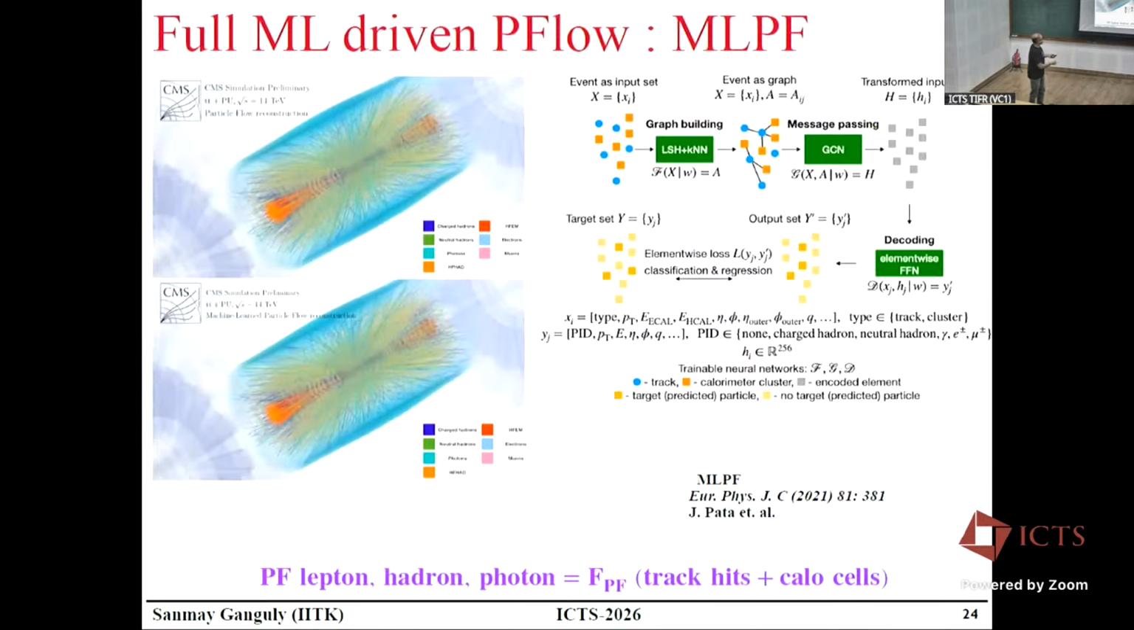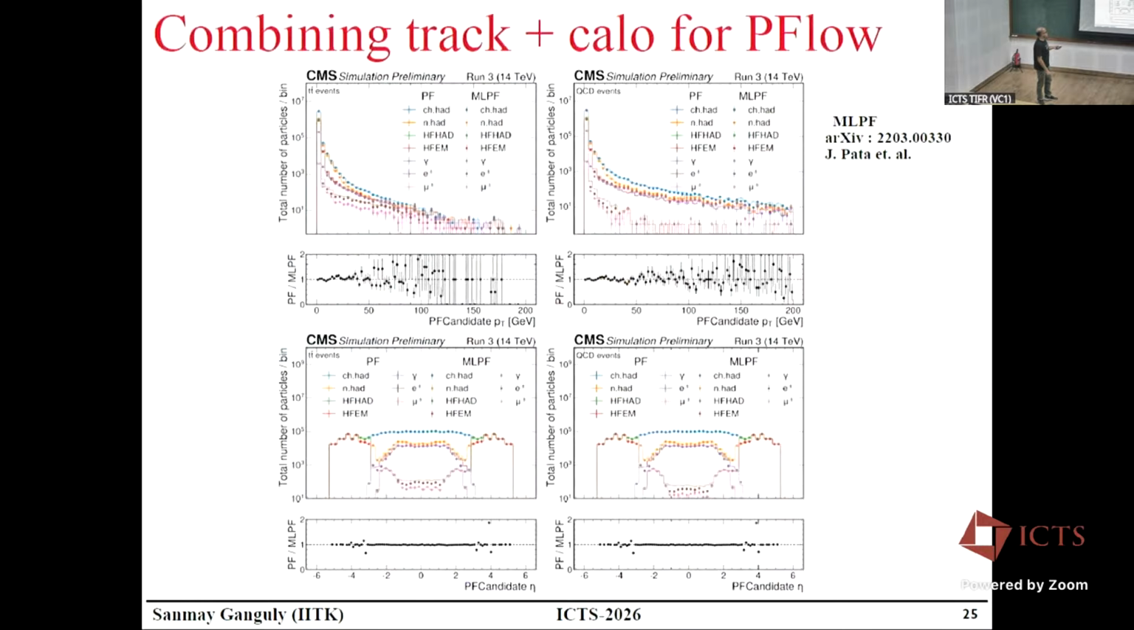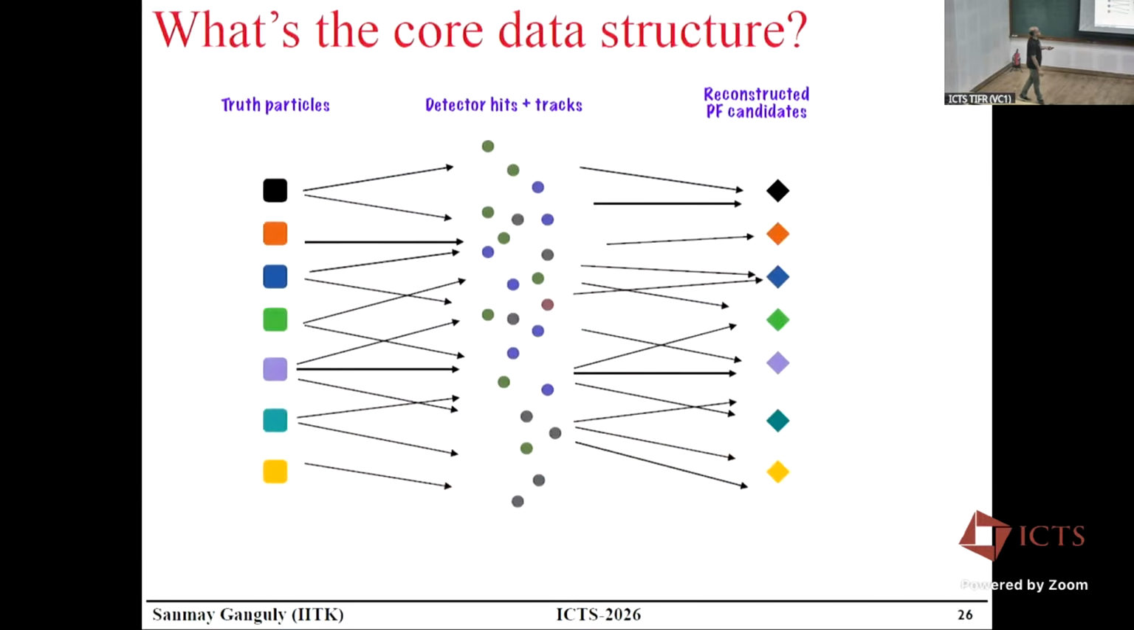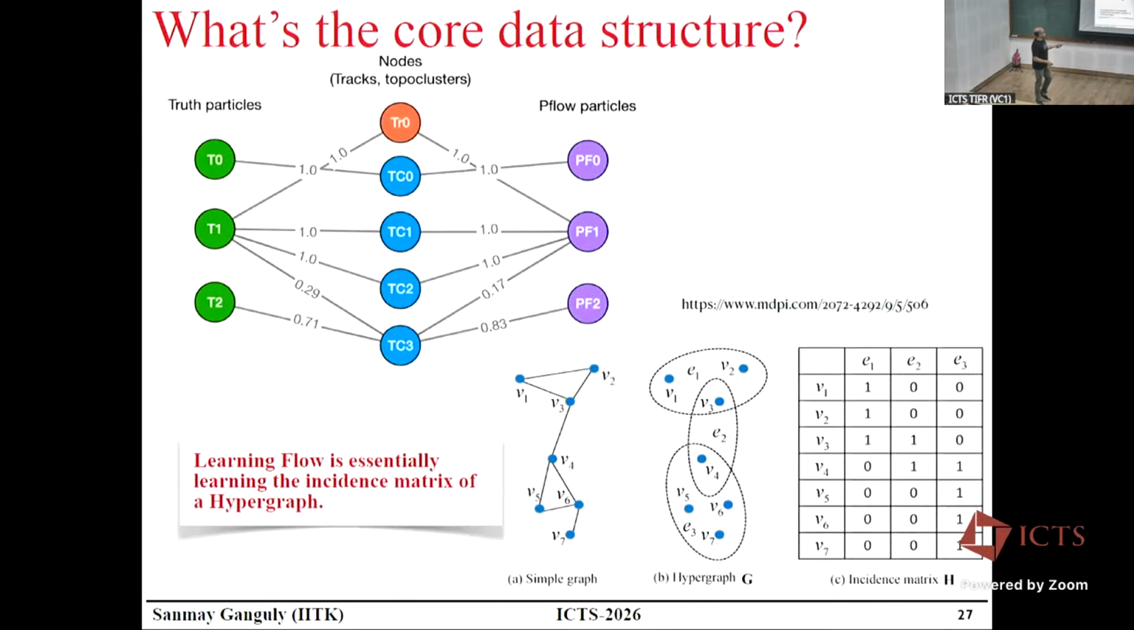On the CMS side, there is something called machine learning based particle flow. I won't go into detail, but the whole point is if you give all the pieces of tracks and calorimeter information, you can get back charged hadrons, electrons, photons, and so on. So here are the performance plots. And we developed a concept that if you really want reconstructed particle flow candidates that are synonymous with truth candidates, probably you should go for a higher order connection, and a binary connection is not enough.